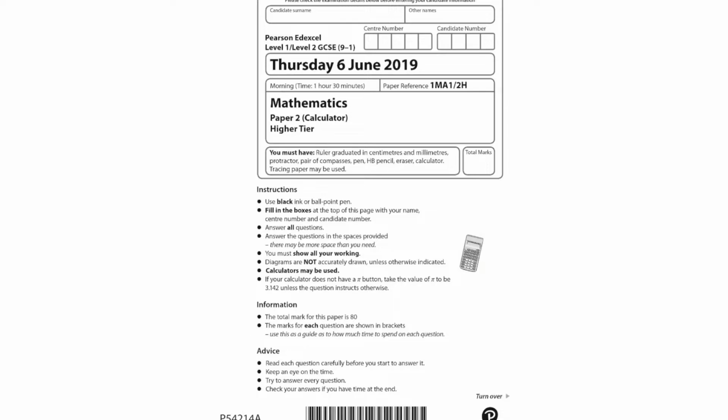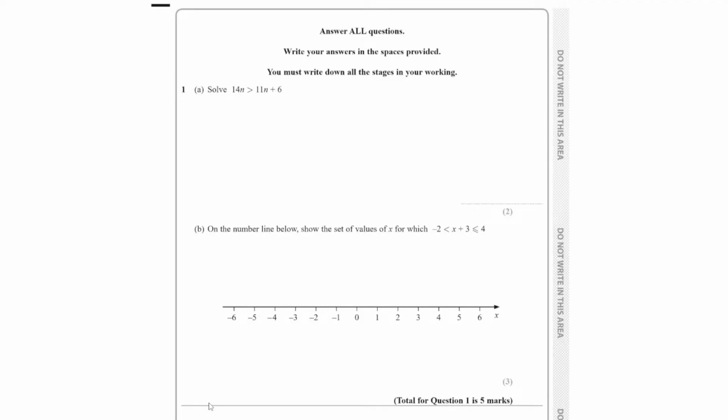So let's make a start on this one then. Question 1, part A is to solve 14n is greater than 11n plus 6. We obviously just want to solve this like a normal inequality, a normal equation even. You can just keep the same symbol but treat it as an equation. We want to get n together on the same side. So I'm going to move the 11n because that's a smaller amount and I want to have a positive n. So if I subtract 11n, I get 3n is greater than 6, and then if you divide by 3, just like a normal equation, you get n is greater than 2.